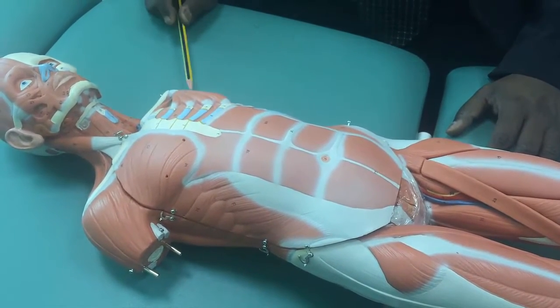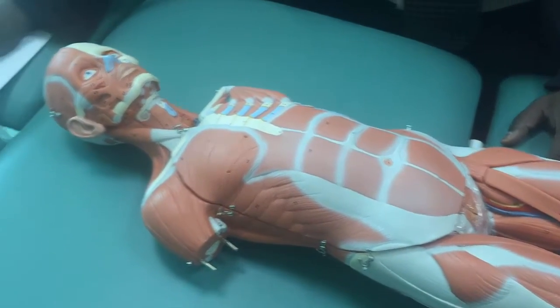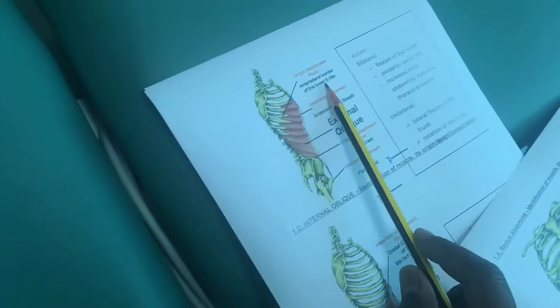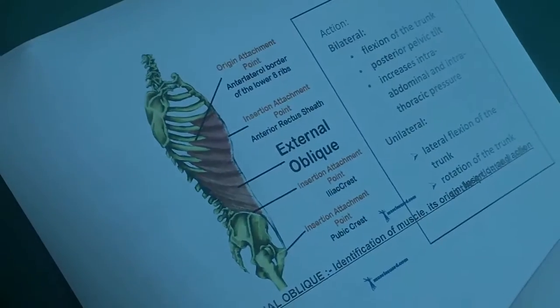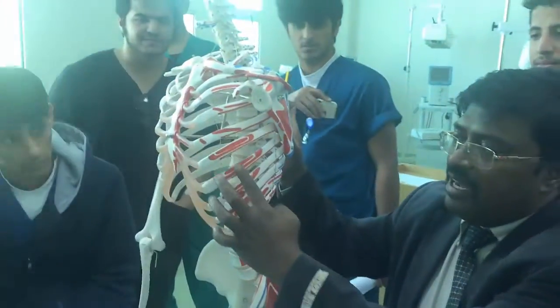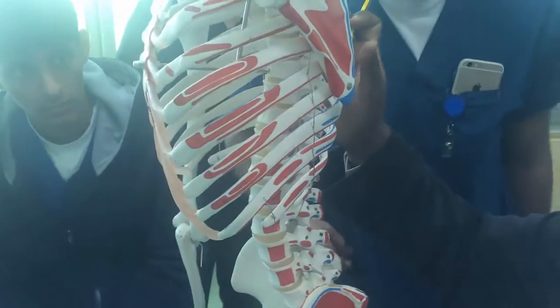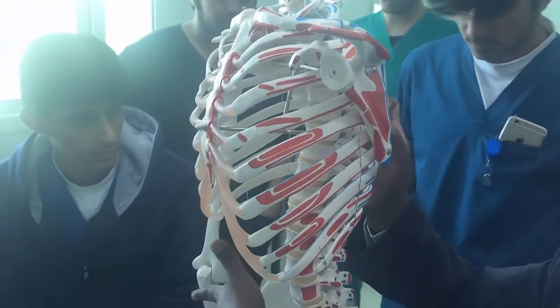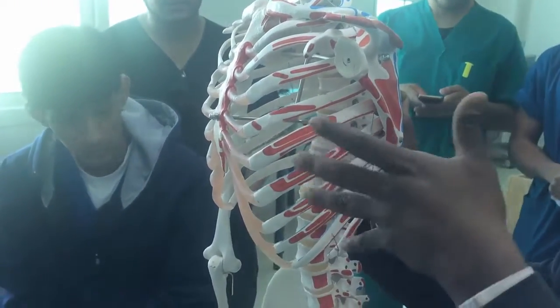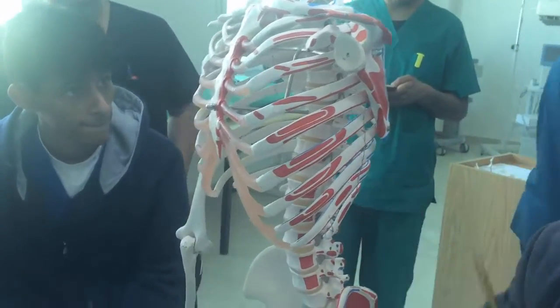So this external oblique starts from, can you see this muscle? Anterior-lateral borders of the lower 8 ribs. Okay? Lower 8 ribs. All these ribs. 1, 2, 3. 1, 2, 3, 4, 5, 6, 7, 8. Can you see the red marks? Lower 8 ribs. This is the origin of external oblique. Insertion.